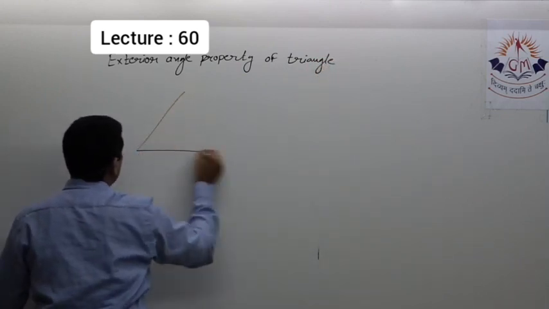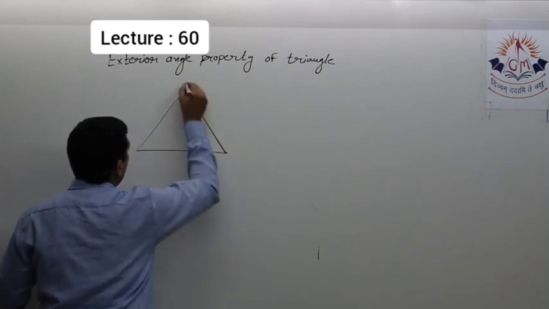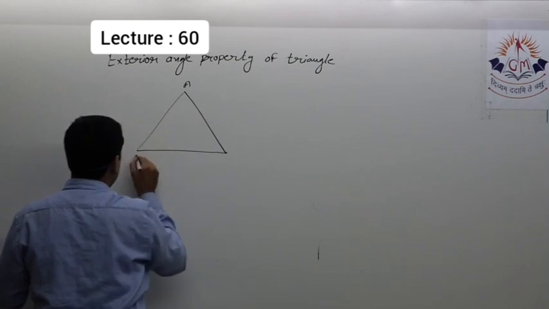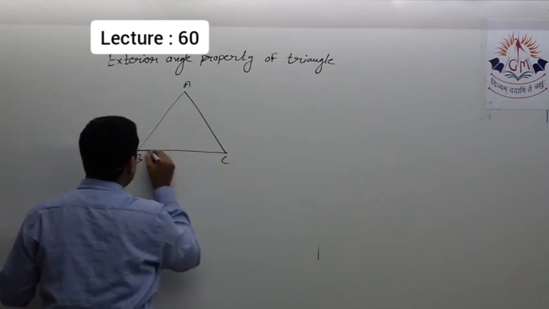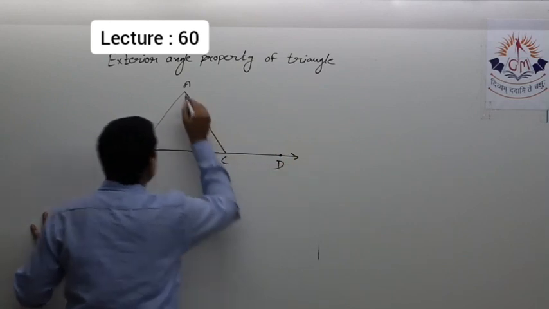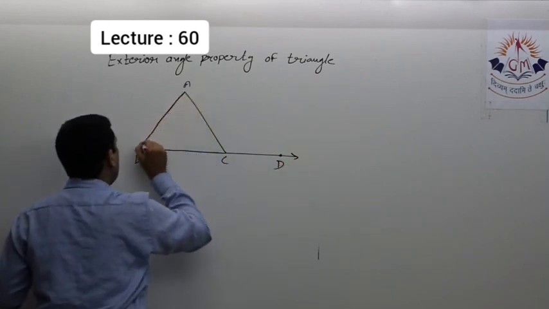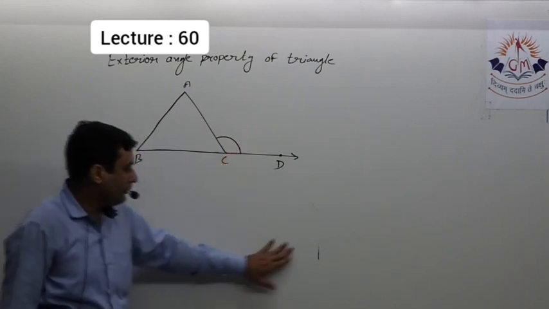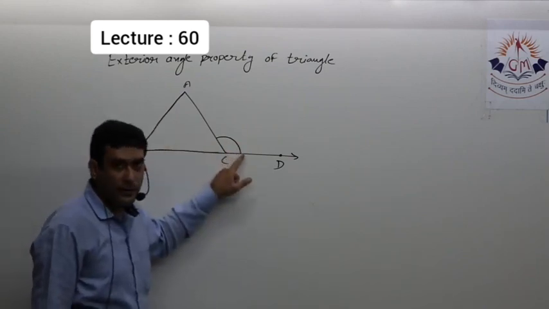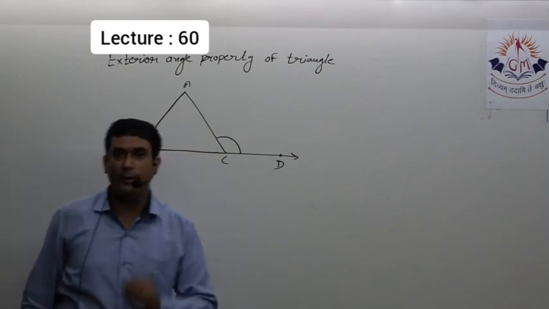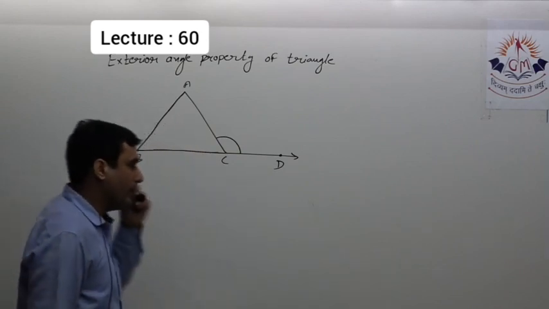Suppose we have a triangle ABC. Now one of its sides has been extended, so I extended BC to a point D. Now what is the exterior angle property? According to this property, the exterior angle of a triangle is equal to the sum of the remote interior angles or opposite interior angles.